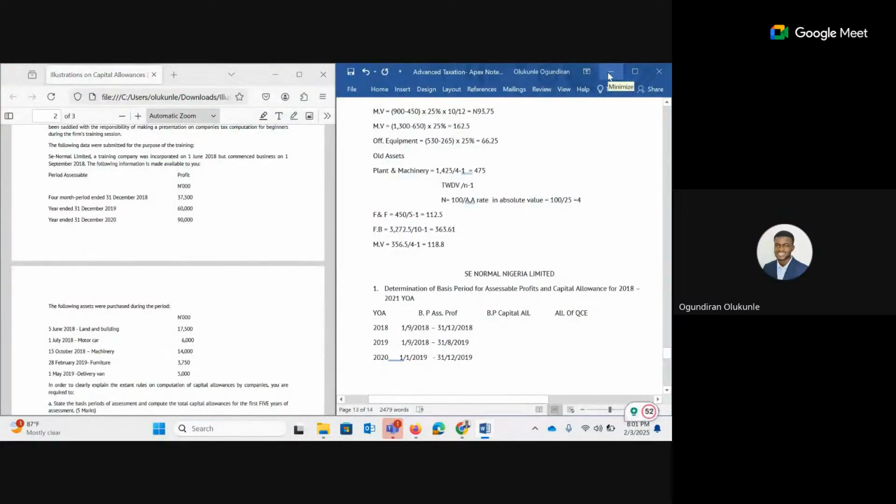All right. So we're saying, is there anything wrong with the 2020 year of assessment? Somebody should please answer. Yes, overlap of basis period. And that's contrary to the rule. There is no basis period because there is overlapping.